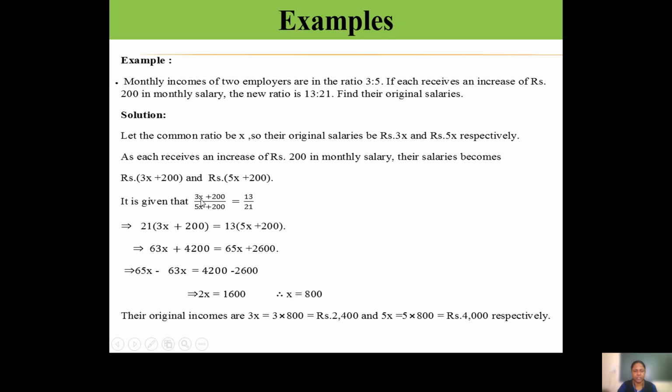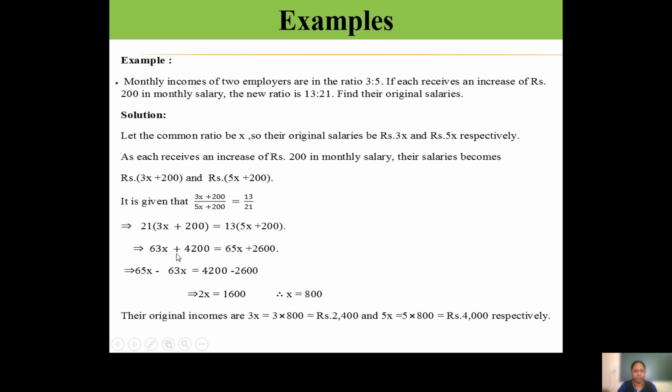So we equate this (3x + 200)/(5x + 200) to 13/21. Again we'll do the cross multiplication here. So here 21 into (3x + 200) is equal to 13 into (5x + 200). Here we'll multiply this 21 into the bracket. Here we'll get 63x + 4200, which is equal to 65x + 2600.